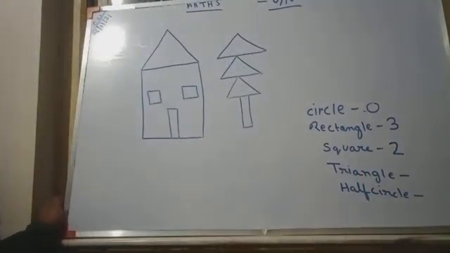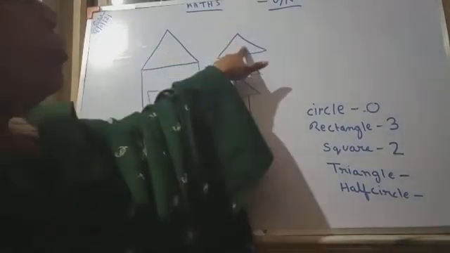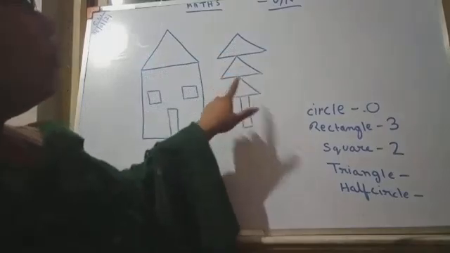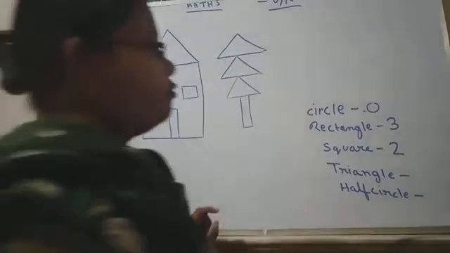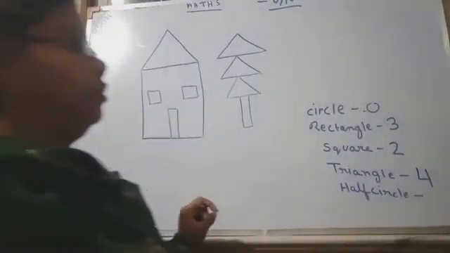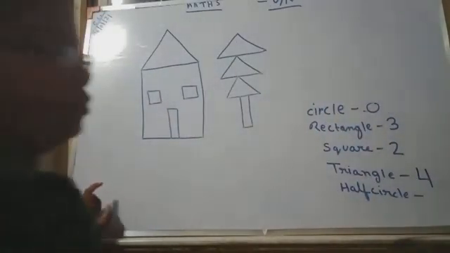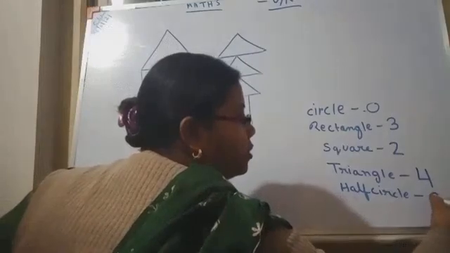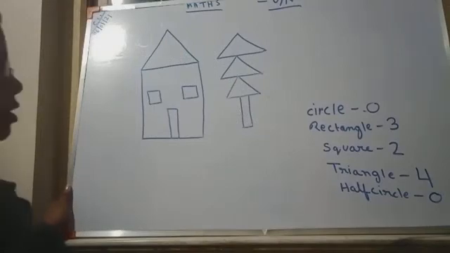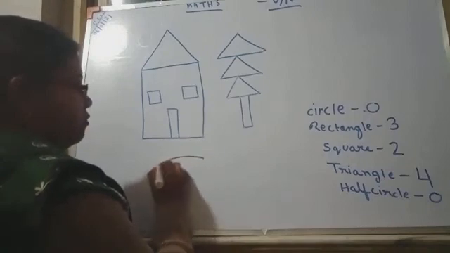See triangles. Yes, many triangles are there. 1, 2, 3, 4. How many triangles? 4 triangles. And half circle? No, no half circle is there. So directly write 0. Okay, this type of diagram I will give you, and you have to identify how many circles, triangles, ovals are there.